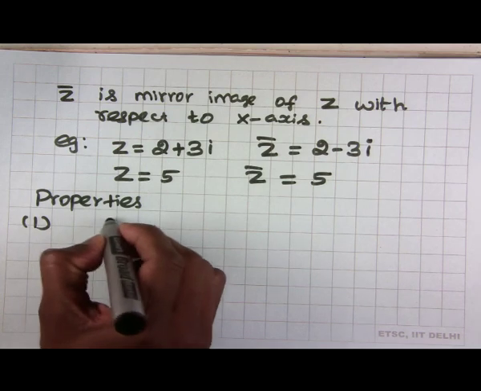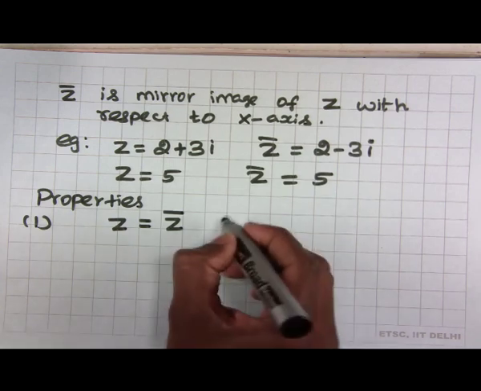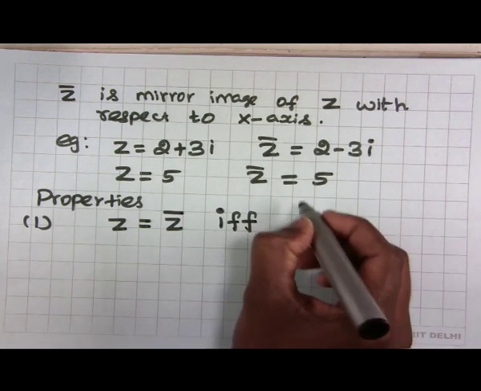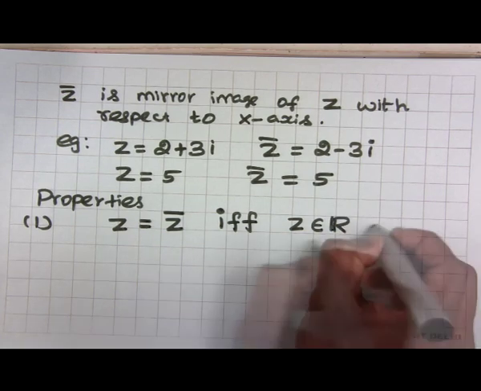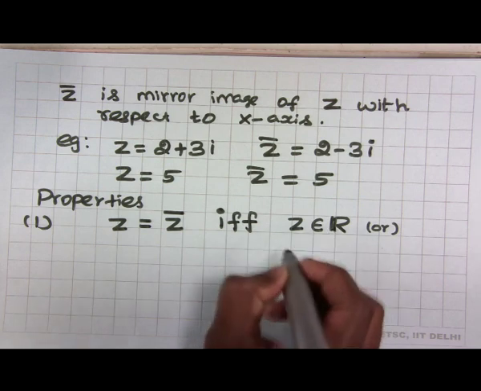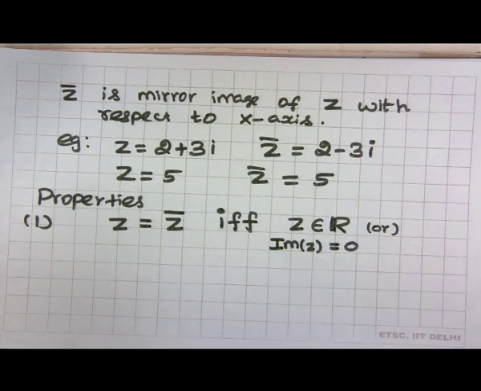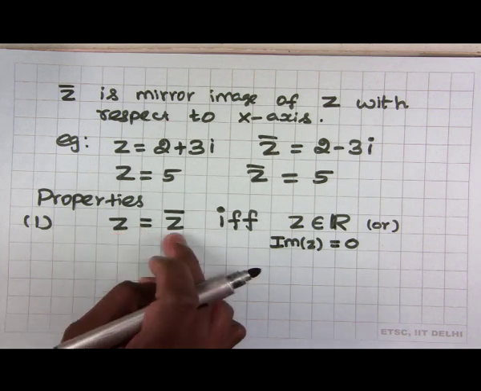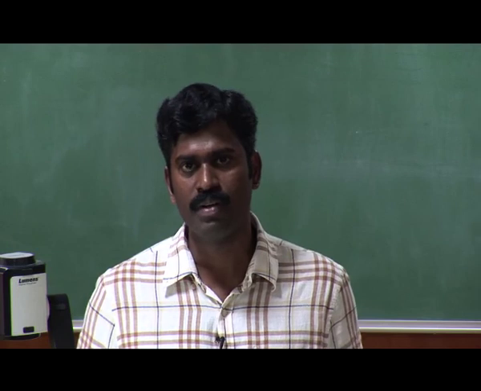Suppose z equal to z bar, if and only if z is a real number, or in other words, the meaning of this one is just that the imaginary part of z is 0. Okay. So, if z equals z bar, which means after applying the mirror image we get the same number, then it must lie on the real line, that is what we are claiming.